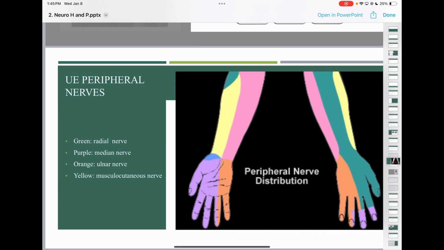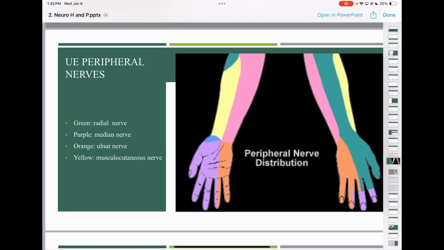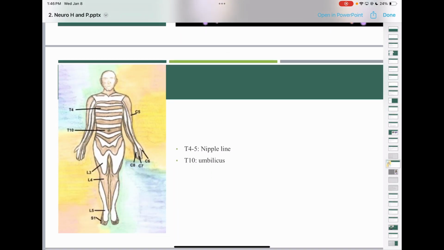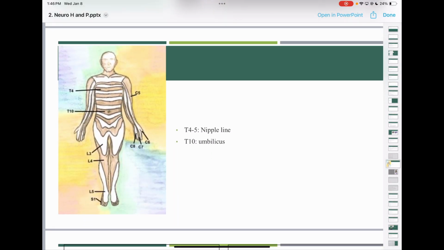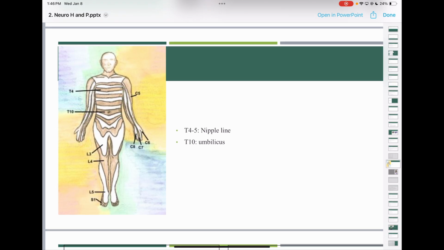Upper extremity peripheral nerves. So again, peripheral nerve distribution. This should all be a repeat from PD and anatomy as far as the distribution of the nerves in the hand. Orange being the ulnar nerve is a big one, and median nerve is the purple one for carpal tunnel syndrome. Other important landmarks, T4, T5 is the nipple line, and T10 is the umbilicus. We use those as landmarks. They're very easy to remember.